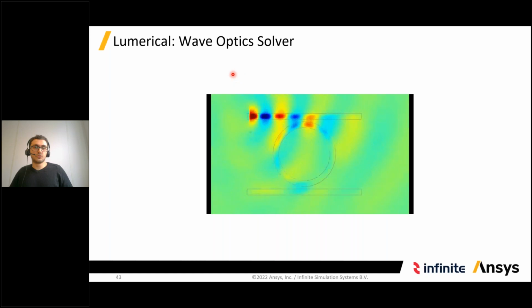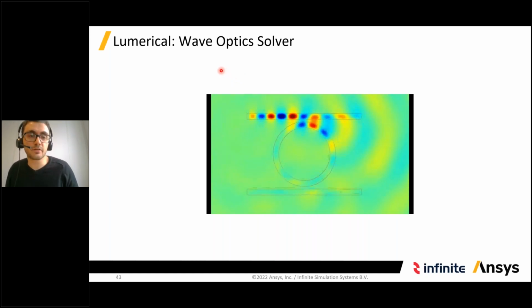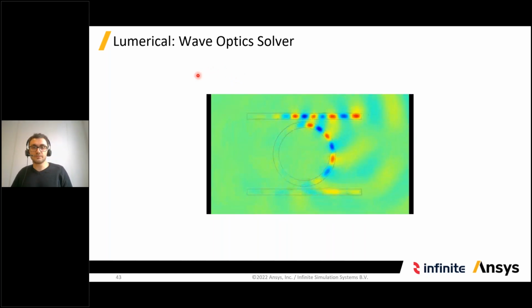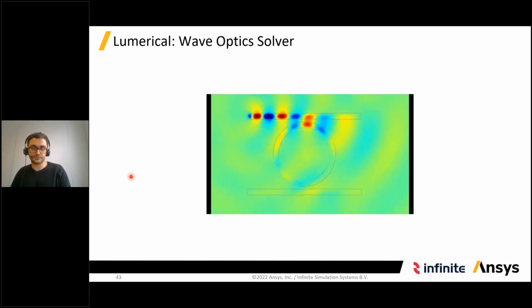So to do all these kinds of simulations, we have Lumerical, which is a wave optics solver. Light is simulated as a wave that goes through a microstructure. And in Lumerical, you can do simulations in the time domain, like you see in this animation, but you can also do it in the frequency domain.